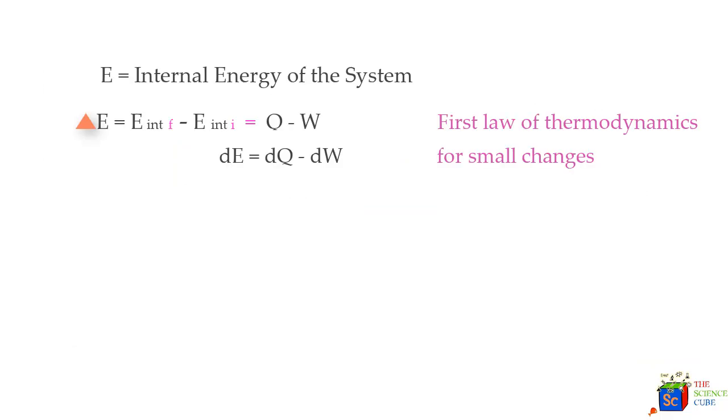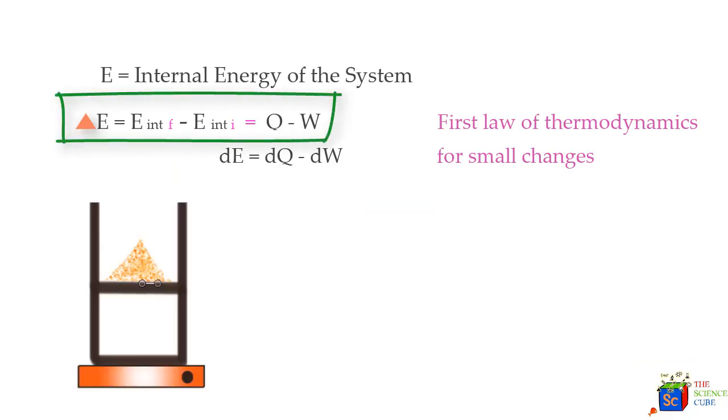So the internal energy of a system increases if we add heat to the system and reduces if the system does positive work by pushing the piston up. So here's one rule for you.